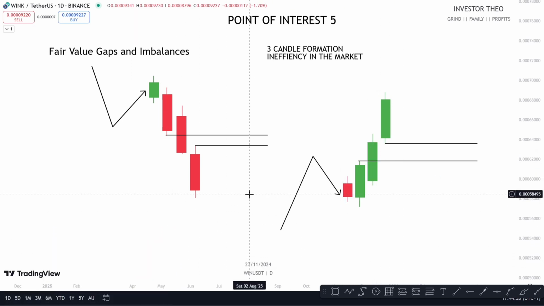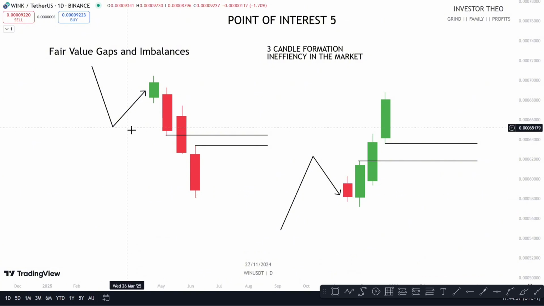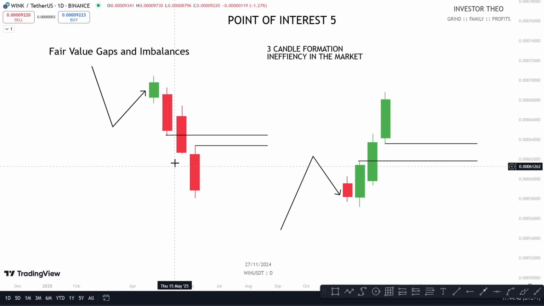We are concentrating on fair value gaps in this video. Now, if you want a more in-depth definition, you can talk about fair value gaps as the imbalances formed via a three-candle formation, when there is a gap between the wick of the low of the first candle and the high of the third candle in a bearish fair value gap.